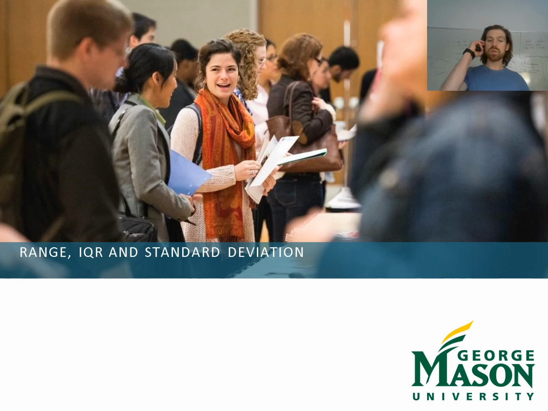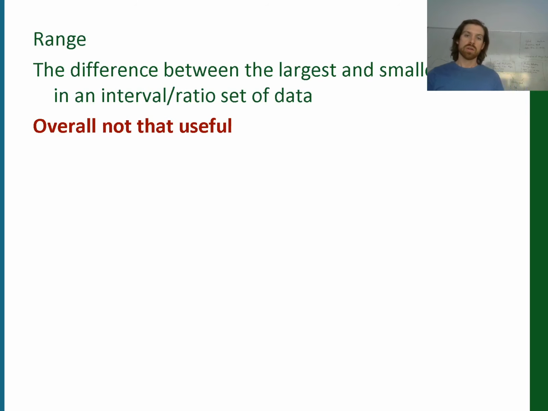Now we're going to delve into the data range, the interquartile range, and the standard deviation. So what is the range? Well, that's the difference between the largest and the smallest values within an interval ratio data set.